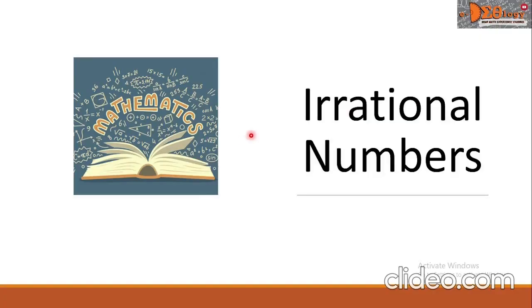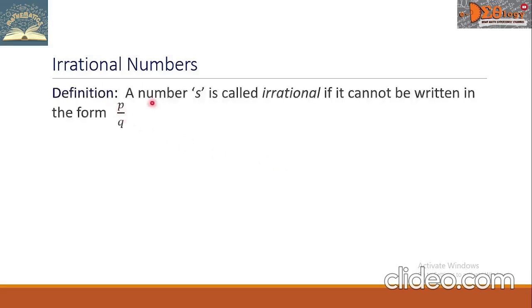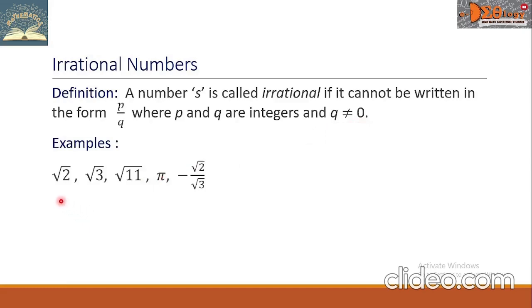Hi everyone. Today we're going to study irrational numbers. By definition, a number is called irrational if it cannot be written in the form p over q, where p and q are integers and q not equal to 0. We have examples here: square root of 2, square root of 3, square root of 11, pi, negative of the fraction square root of 2 over square root of 3.